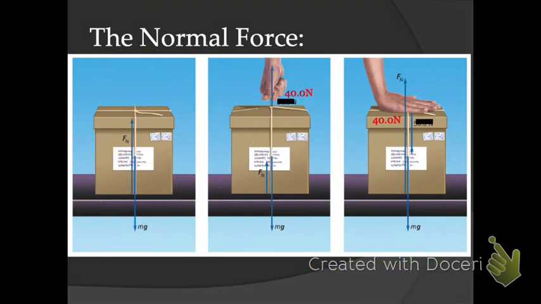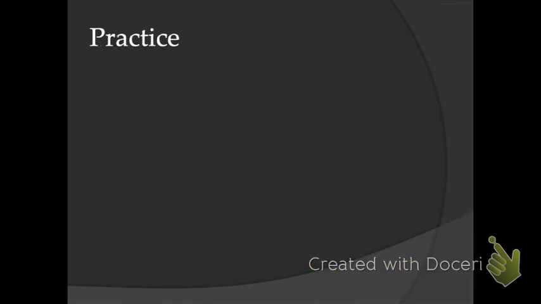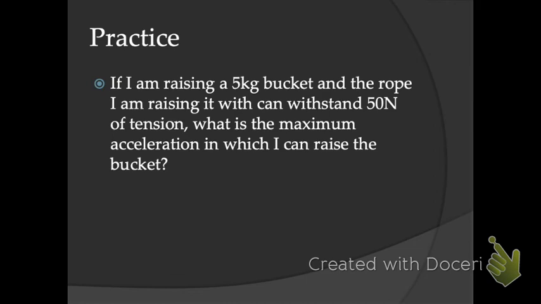Okay. Let's try a practice one here. If I'm raising a 5 kilogram bucket and the rope I'm raising it with can withstand 50 newtons of tension, what is the maximum acceleration in which I can raise the bucket? Do you know what I'm saying here? What happens if you're casting a line and you reel in a really heavy fish and you go too fast? The line snaps, right?